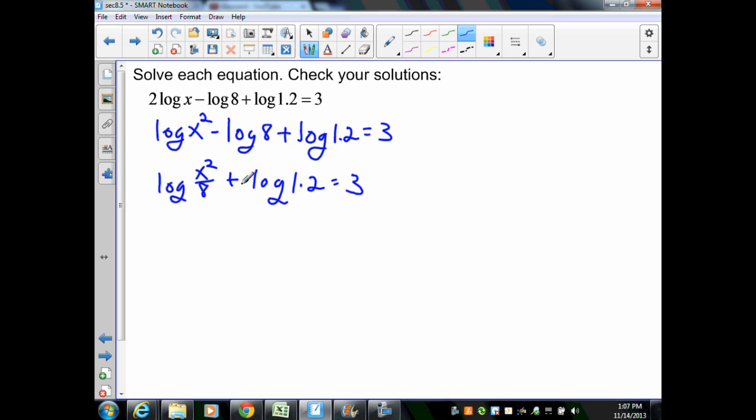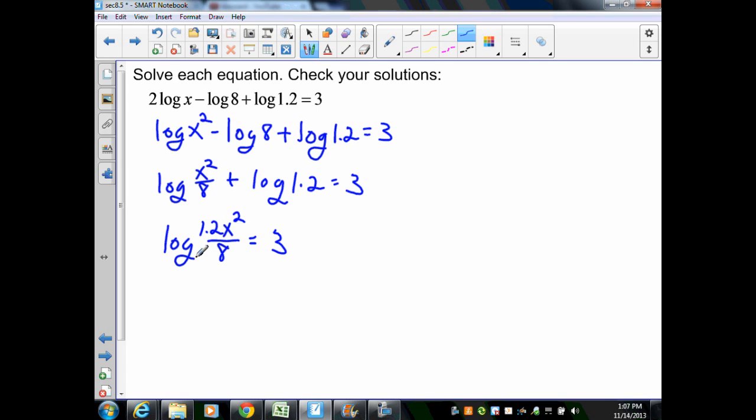That will give me the common log of x squared over 8 plus the common log of 1.2 equals 3. Then I can use the product property. So I'm going to multiply 1.2 times x squared over 8, which will give me the common log of 1.2 x squared over 8 equals 3. I could have done that in quicker steps, but I wanted to show you every step along the way.